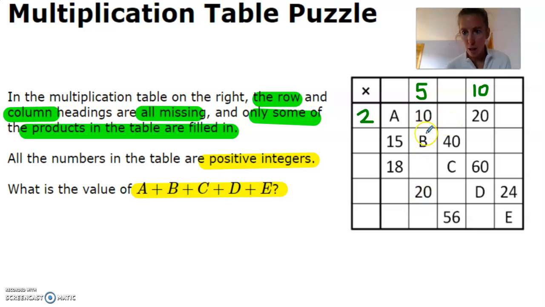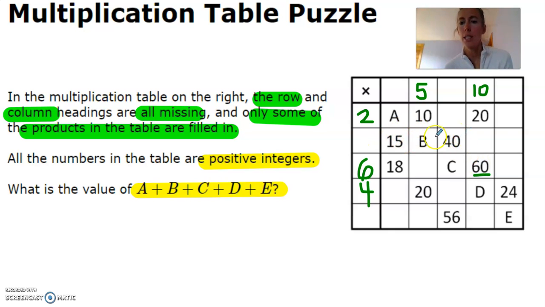I'm going to go down this column. 5 times what is 20? Well, 5 times 4. And then I have this 60 I can figure out. 10 times what is 60? 10 times 6 is 60. Okay, this is looking good.